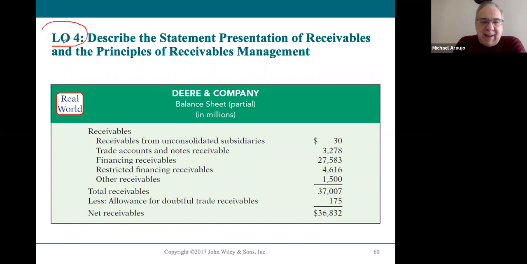Okay, last, we're going to look at two things: how receivables are listed on the balance sheet and the financial analysis of it. And they're relatively quick. You might have heard of this company before.